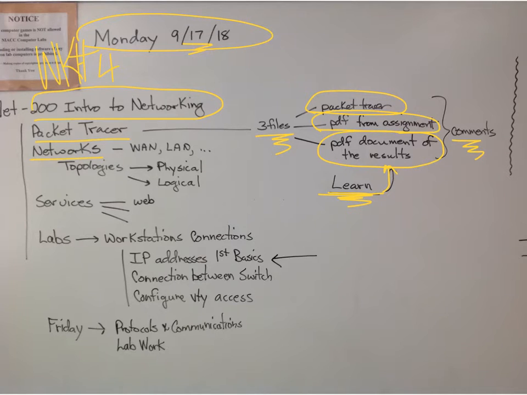We reviewed some things. I clarified WANs and LANs, topologies. We talked about physical and logical topology today. Services. What services do we get from networks? Well, we get web services and the ability to transfer files and so forth.